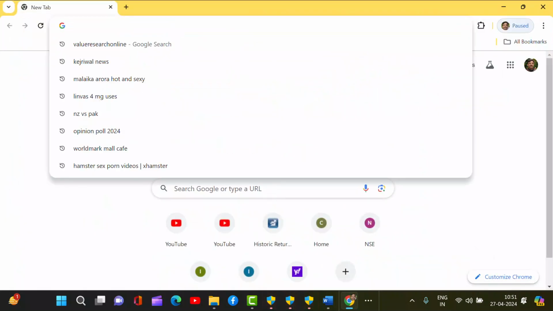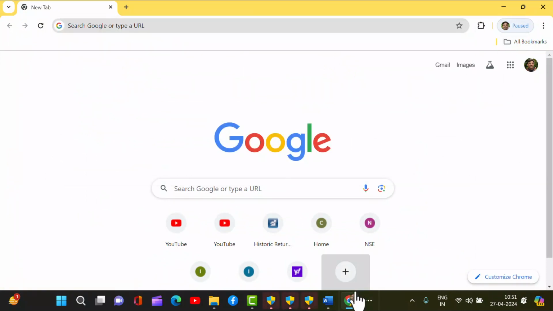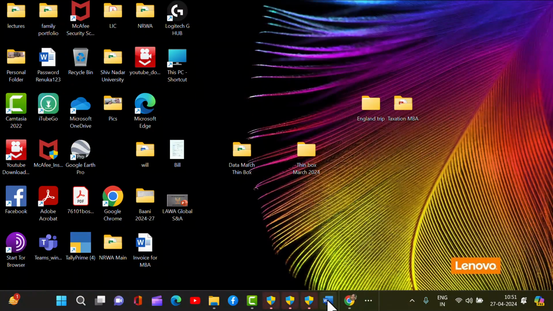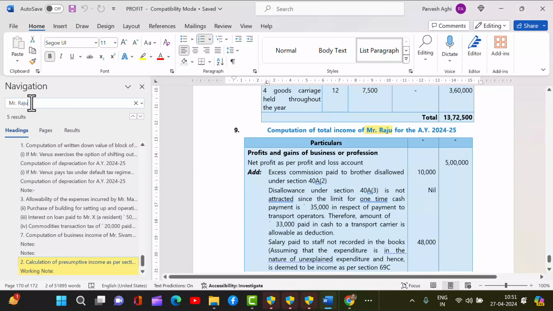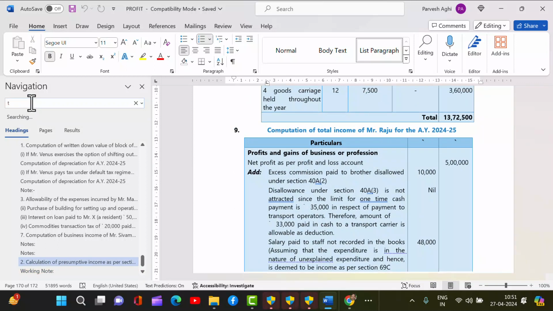So let's see the rule here. We can just go and see that. What was this thing? Transporter. So I'm just checking that. Transport.